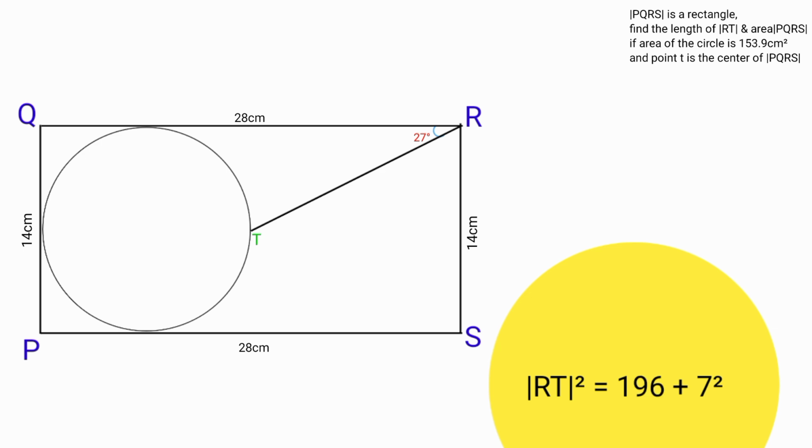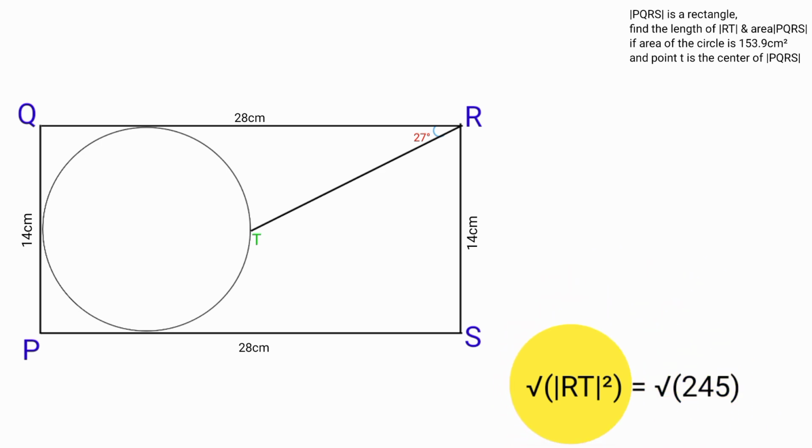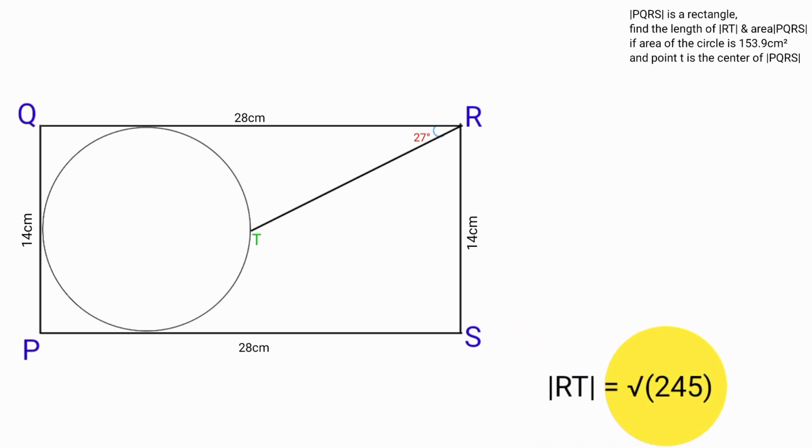14 squared is 196, 7 squared is 49, and 196 plus 49 is 245. So line RT squared is equal to 245. If you find the square root of both sides now, the square root of line RT squared equals the square root of 245. Here, the square root of line RT squared is line RT, and the square root of 245 is 15.65. So line RT equals 15.65 centimeters. So we found the length of line RT to be 15.65 centimeters.